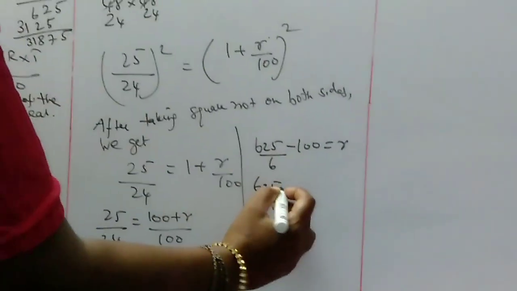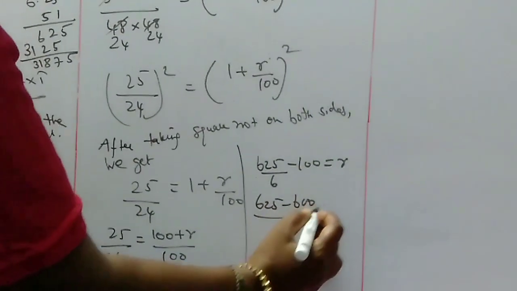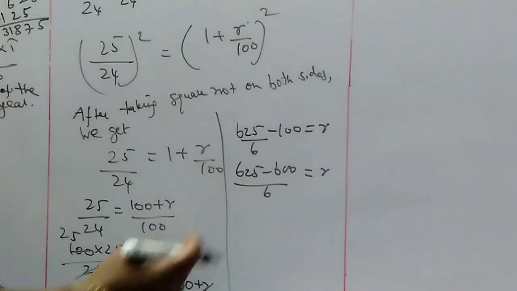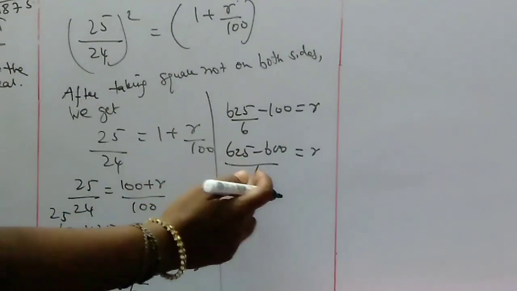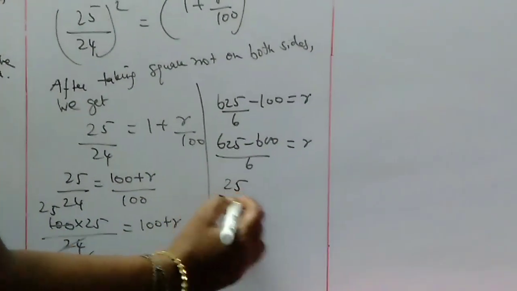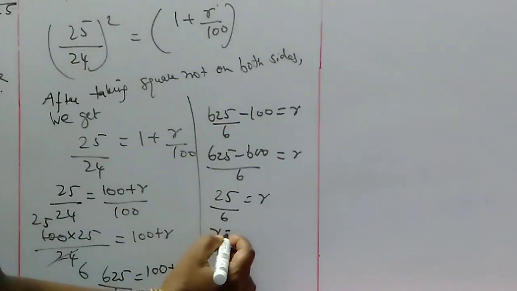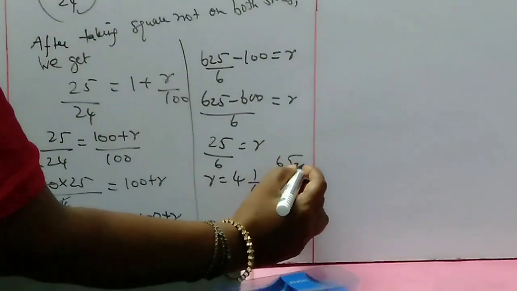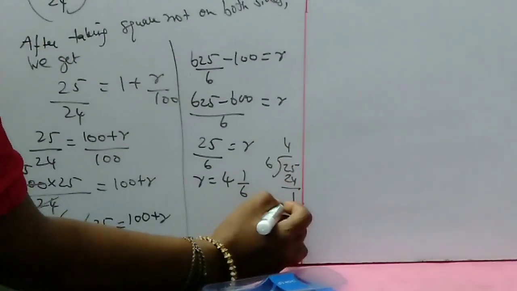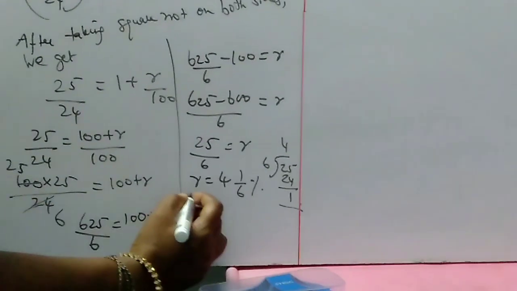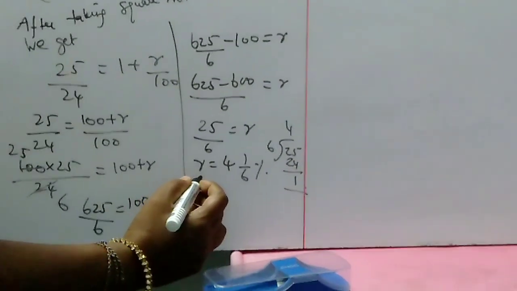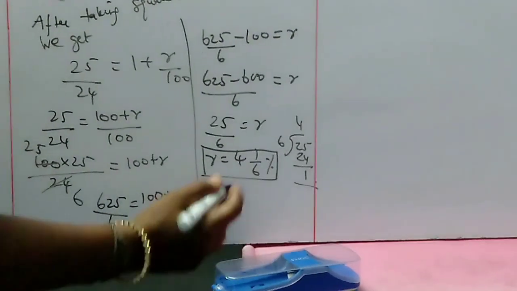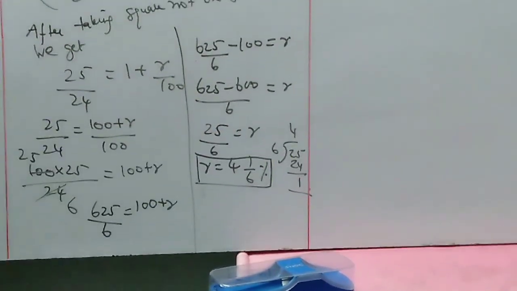So taking LCM, 625 minus 600 by 6, since 6 into 100 becomes 600, which is equal to 25 by 6. That is, r is equal to 4 1 by 6. See here, 6 4s are 24, so quotient, remainder, divisor. This is what we are supposed to find, that is the rate of interest. R is 4 1 by 6 percent.